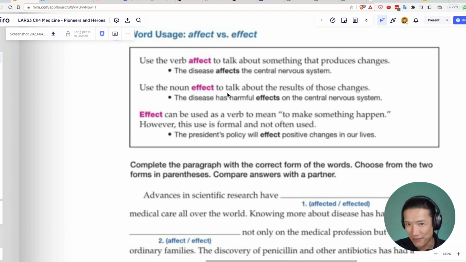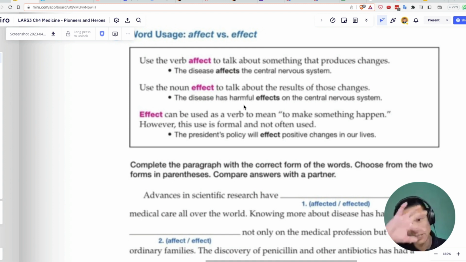Unless you say affected me versus affect, okay? This is a really small sound, affect. Use the verb affected. It's almost the same. Nobody should be able to tell the difference, but you should know where it happens in the sentence, right? The effect of the disease, okay? The disease has harmful effects on the central nervous system, right? The effects on the central nervous system are harmful. You can write it like that, right?